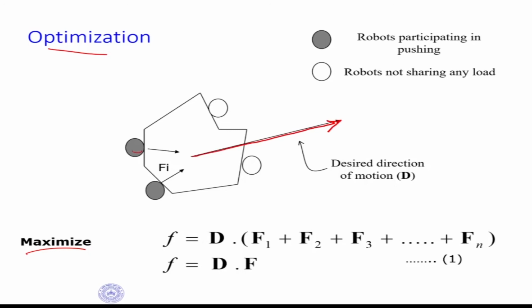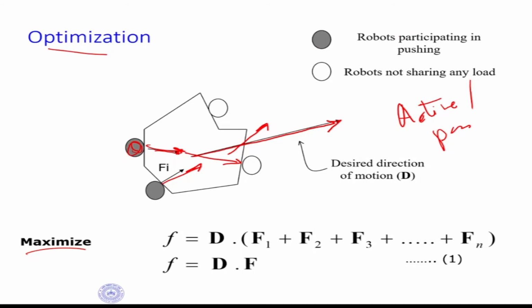Some robots are going to push in that direction, and some robots are going to be passive. So it is a game between active and passive robots. When this robot is pushing, the object will move in this direction. When this robot is pushing, the object will move in that direction. So by making a combination of these two motions, the object can be taken in a particular direction.